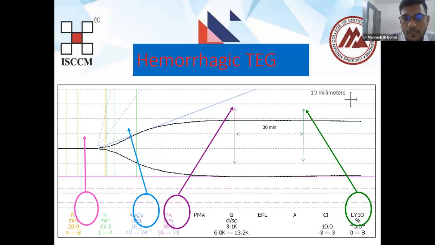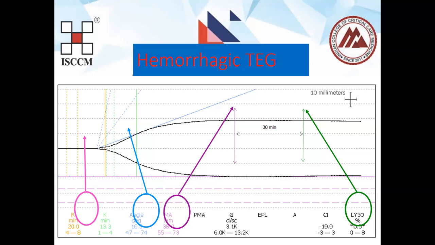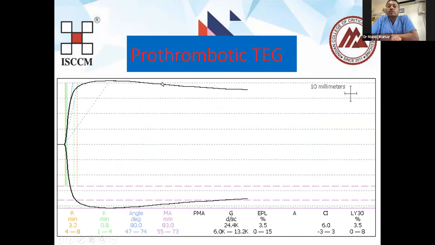So here, what all blood products will we consider? Now I need an interactive session from the audience. What all blood products will you consider for this particular TEG? Participants, please involve actively in this session. So I request all you participants, please actively involve. Because there is a prolongation of K, alpha angle is low, maximum amplitude is low. Finally it will help you in analyzing TEG in your day-to-day practice.